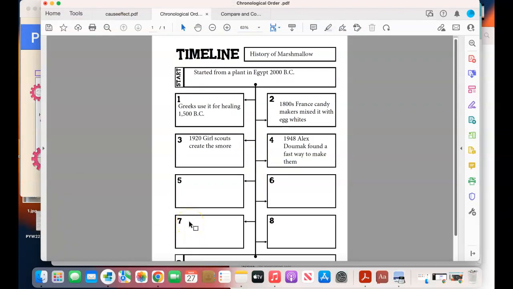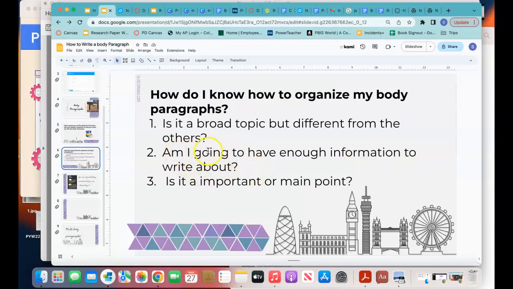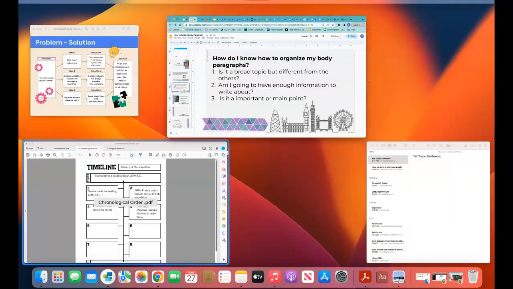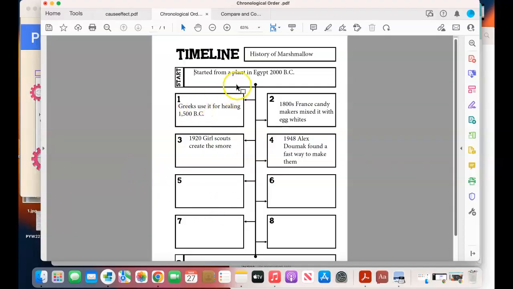Now, one thing you guys can do is you can turn each of these boxes into paragraphs. However, you may find that you're struggling with this one. You may not have enough to write about, and so you may have to put them together. So let's look at my timeline and see how we would want to organize it. The first thing we could start with is a paragraph about how it was a plant in Egypt in 2000 BC. So let's go through our questions.